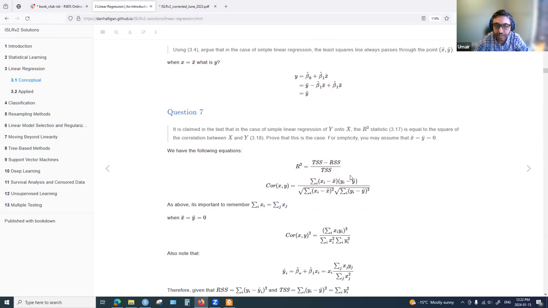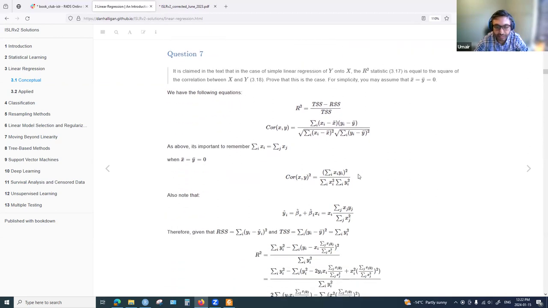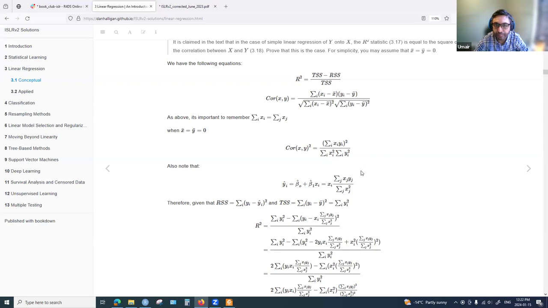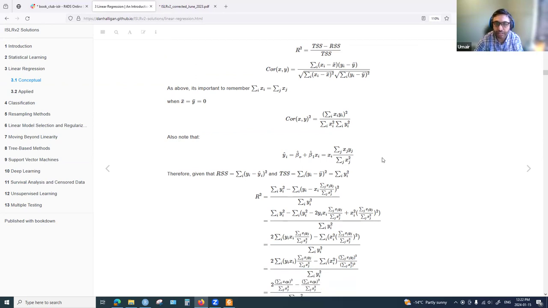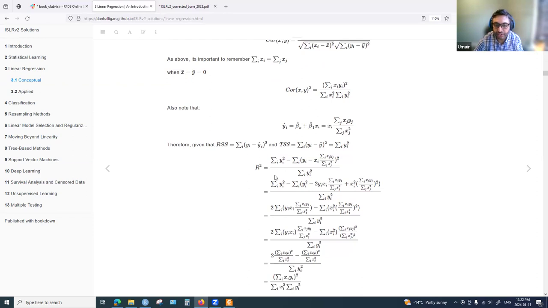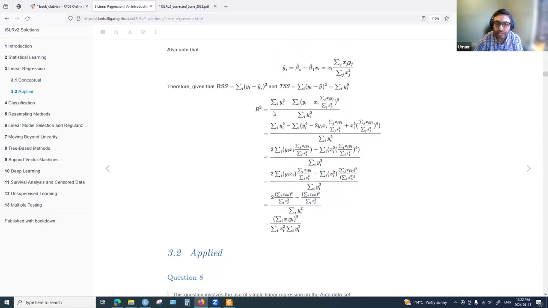Question number seven. It is claimed in the text that in the case of simple linear regression of y onto x, the r squared statistic is equal to the square of the correlation between x and y. Prove that this is the case. So this is a detailed proof of how that is true. For a simple regression model, we have the Pearson correlation r, and the square of that would be r squared. So based on the correlation equation, they derived this and then showed that r squared is actually a square of r, the Pearson correlation for simple regression model. Any questions about this?